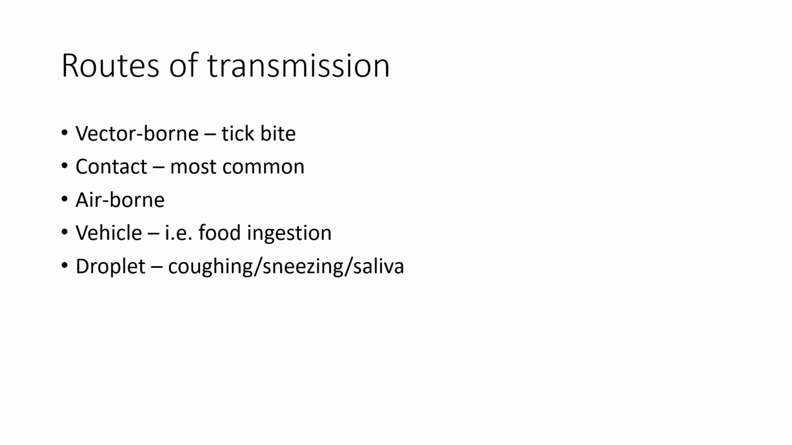This is a review, so the routes of transmission. So there's vector-borne transmission, and that's an indirect mode of transmission. And it occurs when a vector, such as like a tick, a bite, some kind of organism transmits a pathogen into a person. We have contact. So this is the most common mode of transmission. And in this mode, pathogens are transmitted directly from person to person or whatever to the person.